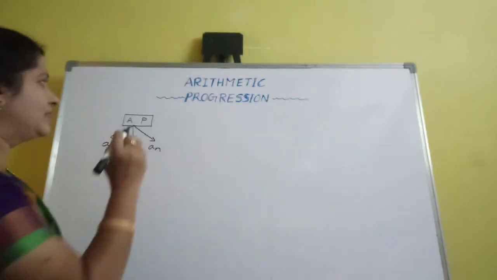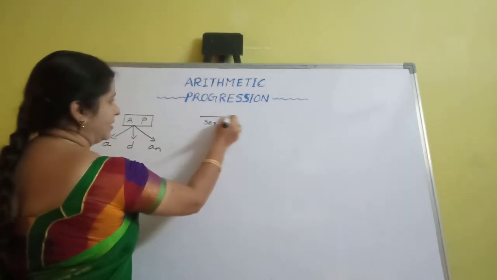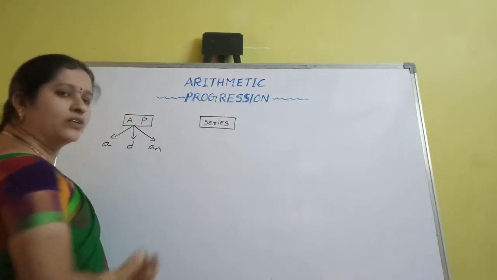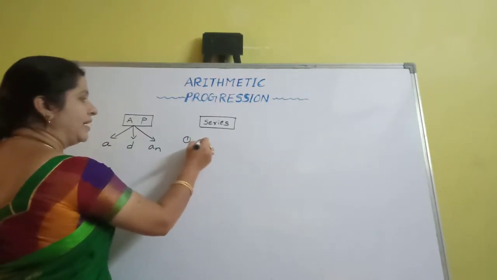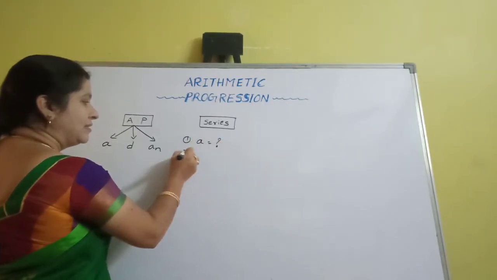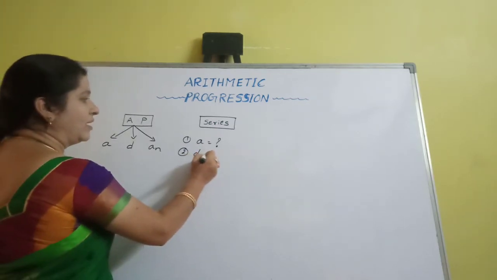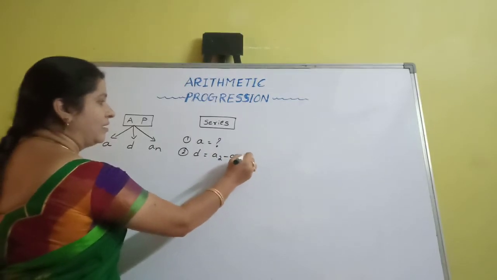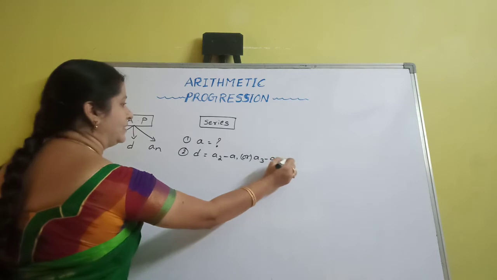Okay. Suppose a series is given. What questions do we have to solve? Find the first term, a value. Second, find the common difference, d value. What is the formula for this? a2 minus a1, or a3 minus a2, etc.